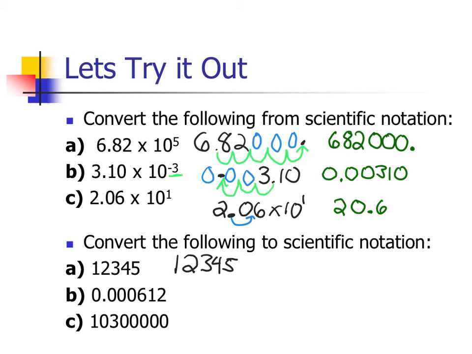And just for humor, how many significant digits does A have? 5. They're all non-zeros, right? They're all significant. We need to put that into scientific notation. We move our imaginary decimal place, even though it's not there.